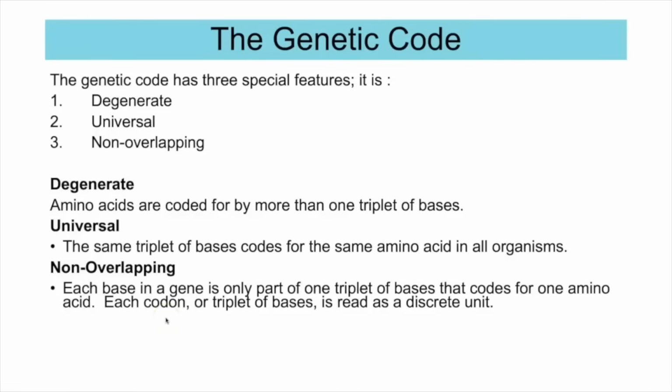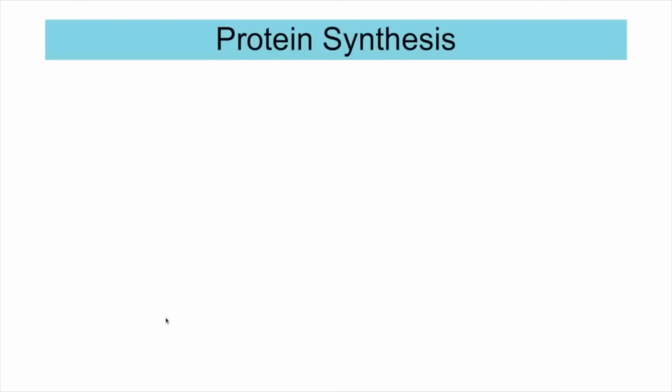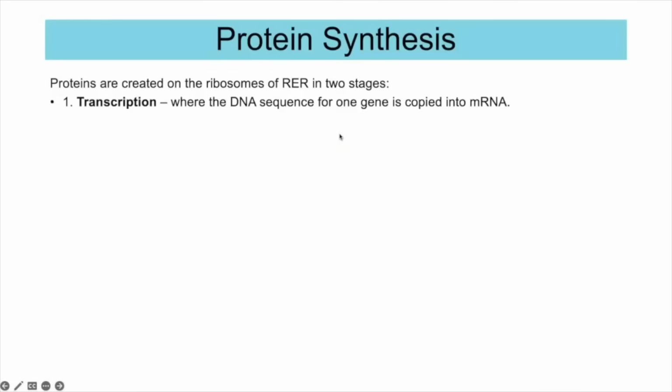And that should reduce the overall impact that the mutation has. And that leads us into this concept of protein synthesis. Proteins are created on the ribosomes of the rough endoplasmic reticulum in two stages. Transcription happens first, and this is when mRNA is created from a copy of one gene on DNA.